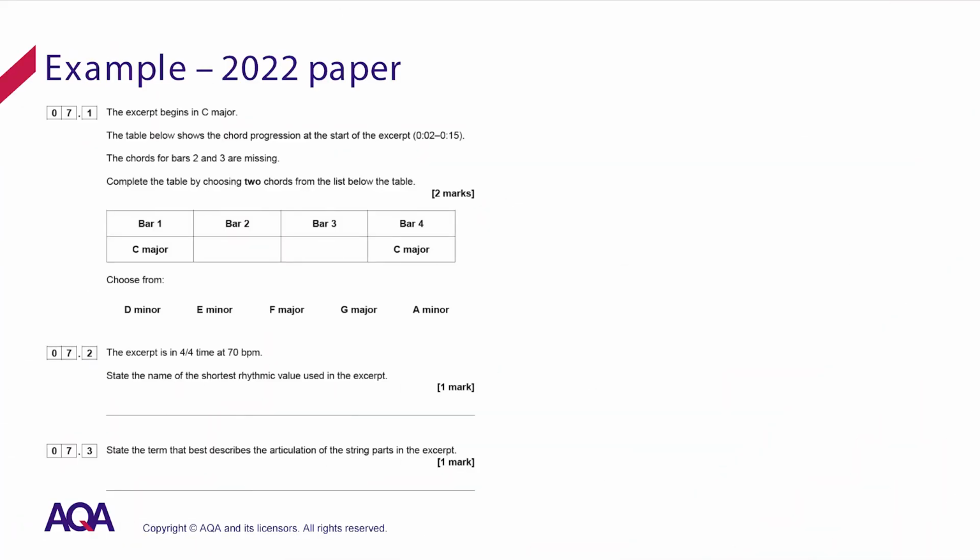Here is an example from the 2022 paper, which shows a balance of multiple choice and open questions, assessing knowledge and recognition of harmony, rhythm, and articulation. Notice also that Part 1 pinpoints a specific passage in the excerpt, whereas Part 2 requires students to listen to the whole piece. The complementary question for the same area of study is likely to focus on different elements, such as melody or instrument identification.